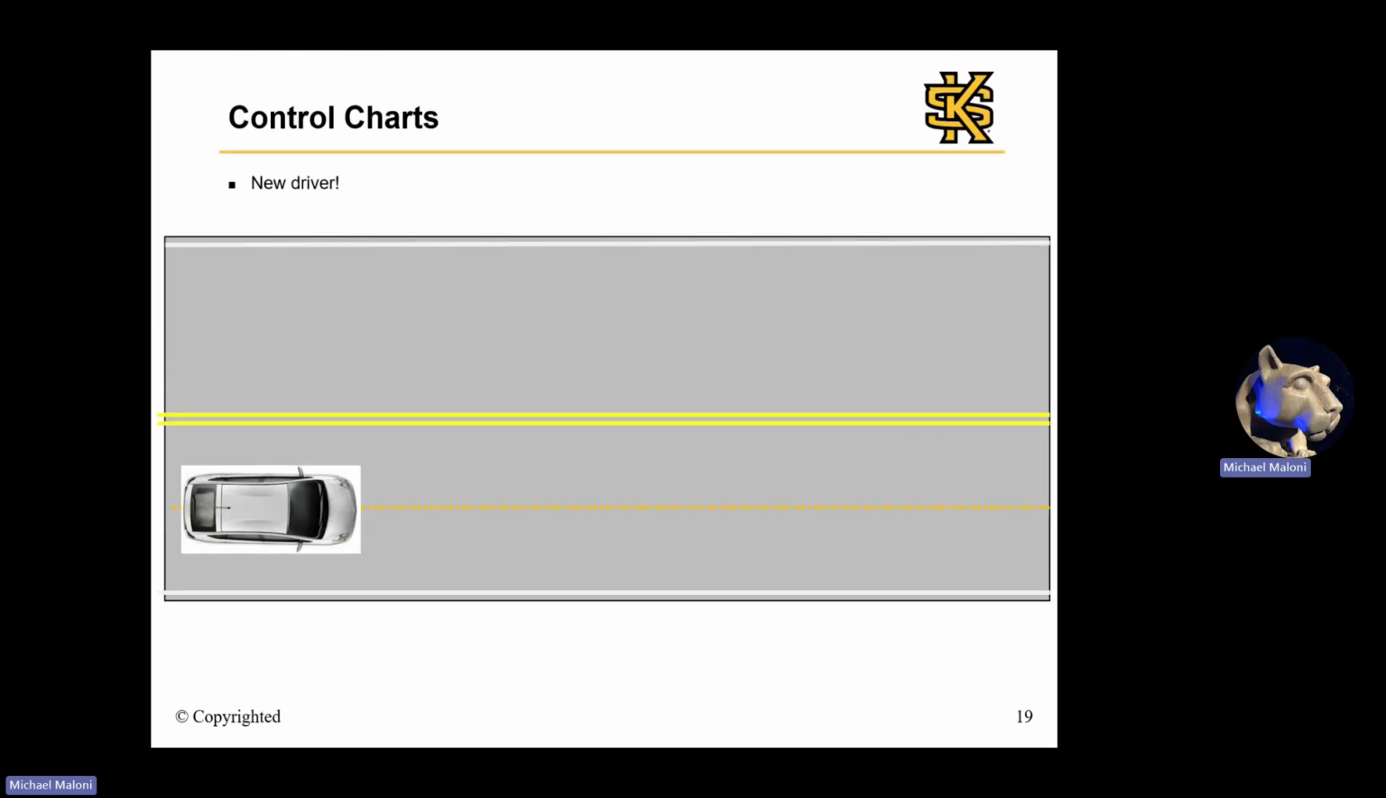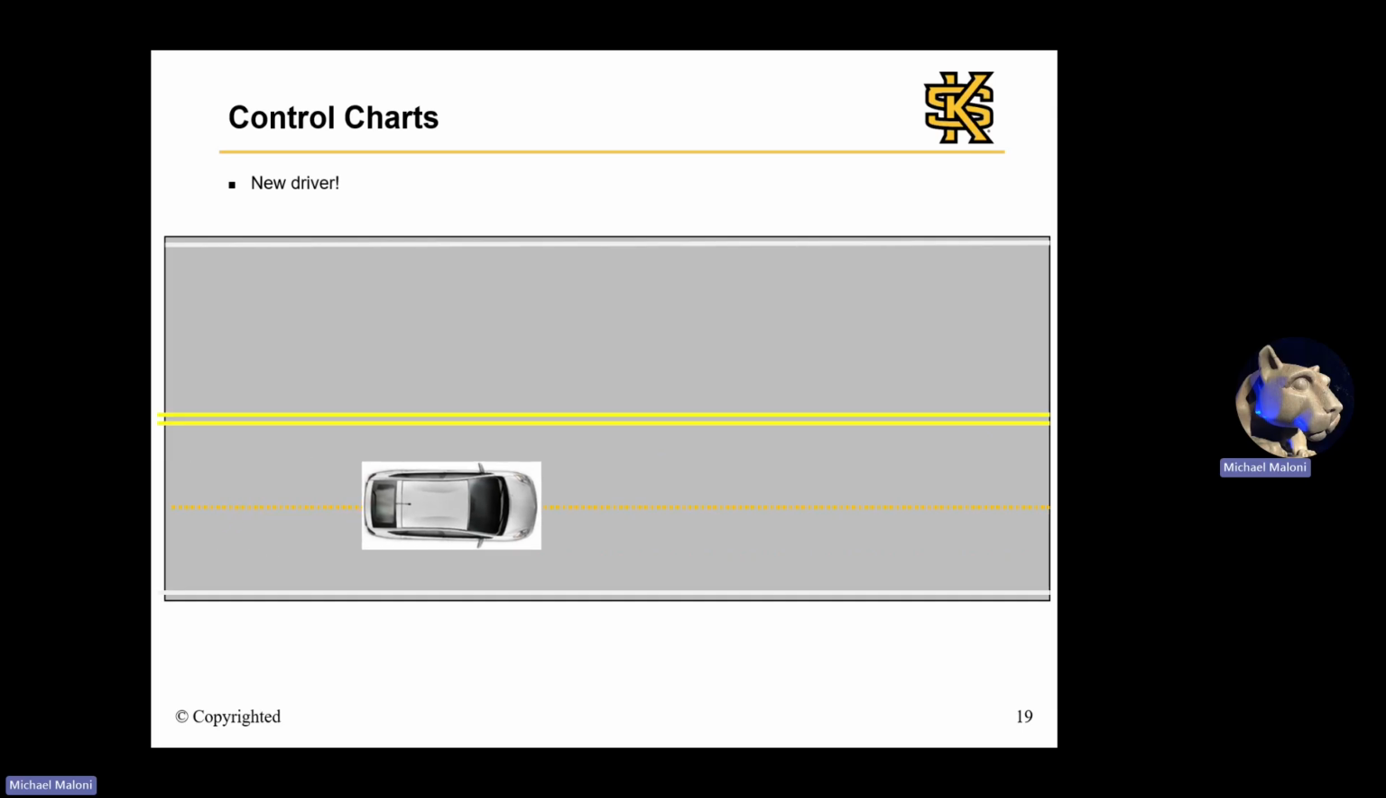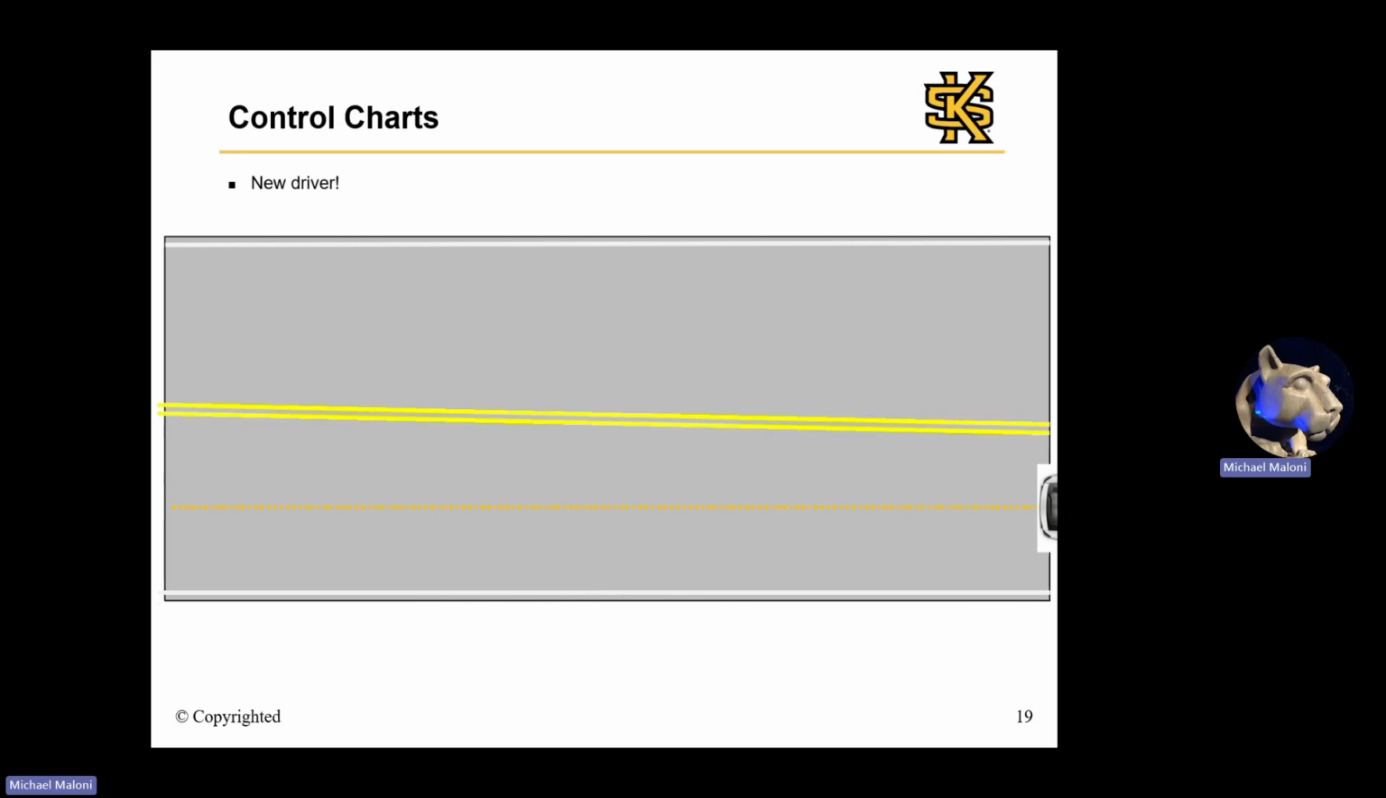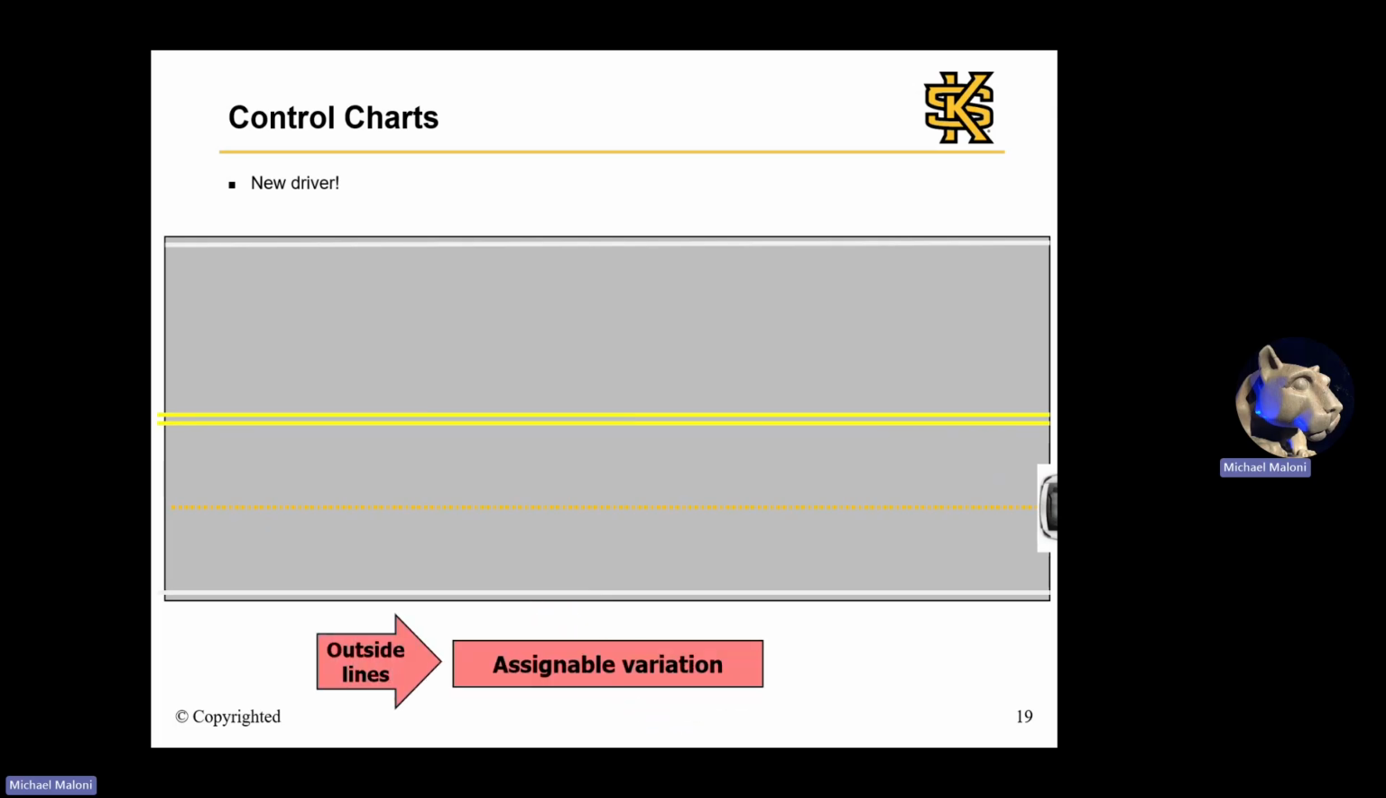What if our driver crossed over the white line to the right, the LCL? We'd probably have them pull over and practice in a safe area to gain control. Same with the yellow line to the left, the UCL. Pull it over, buddy. You're not stable. We need to practice some more. So crossing either the LCL or the UCL, even just once, is a sign of assignable, meaning non-random variation. And that's not good.